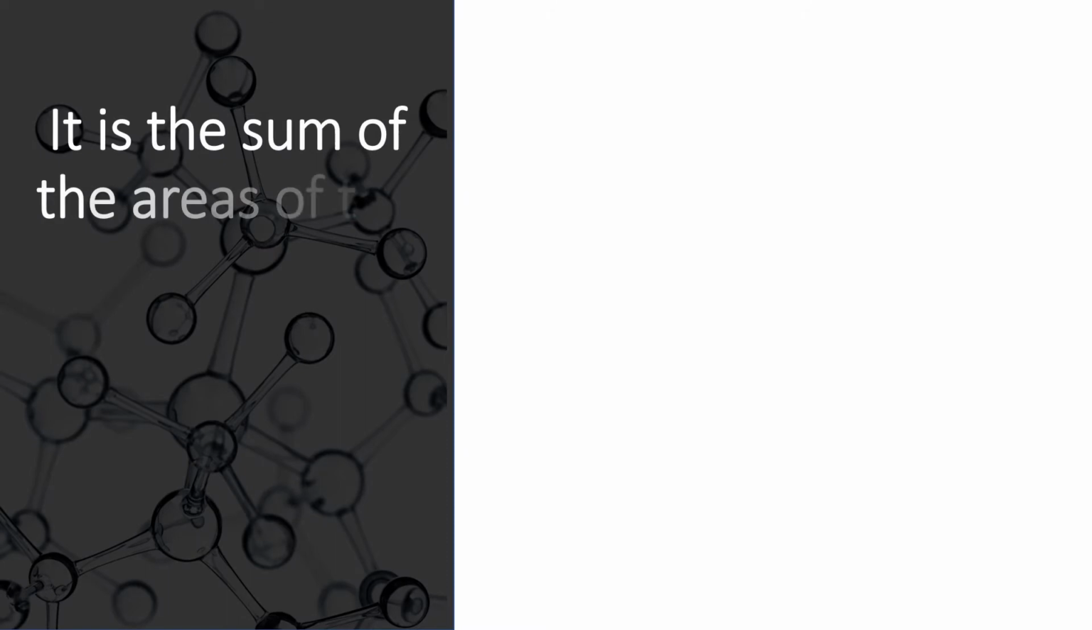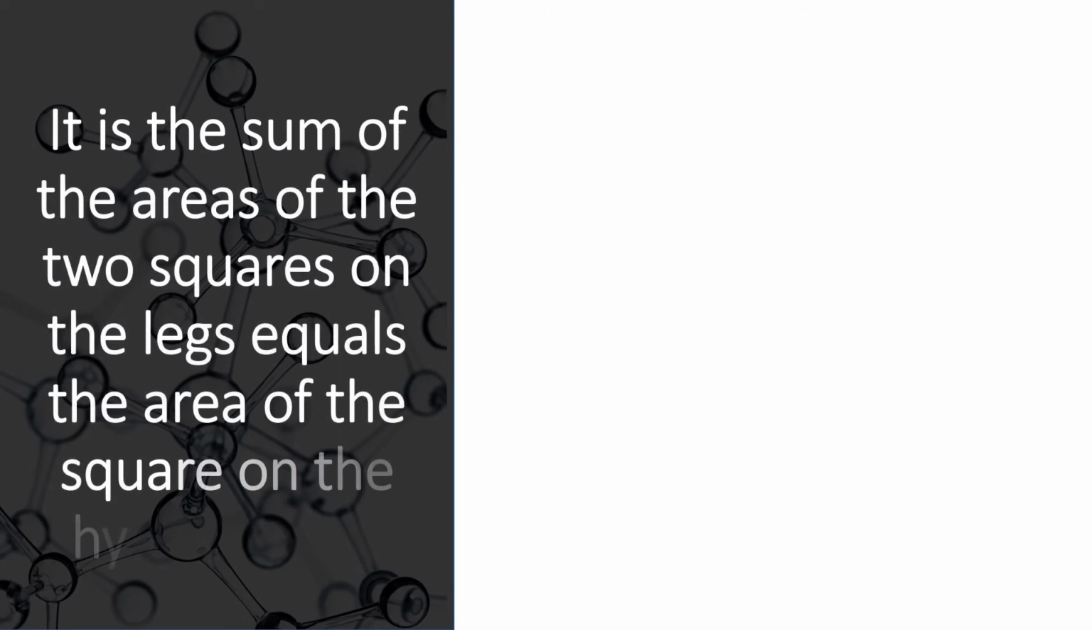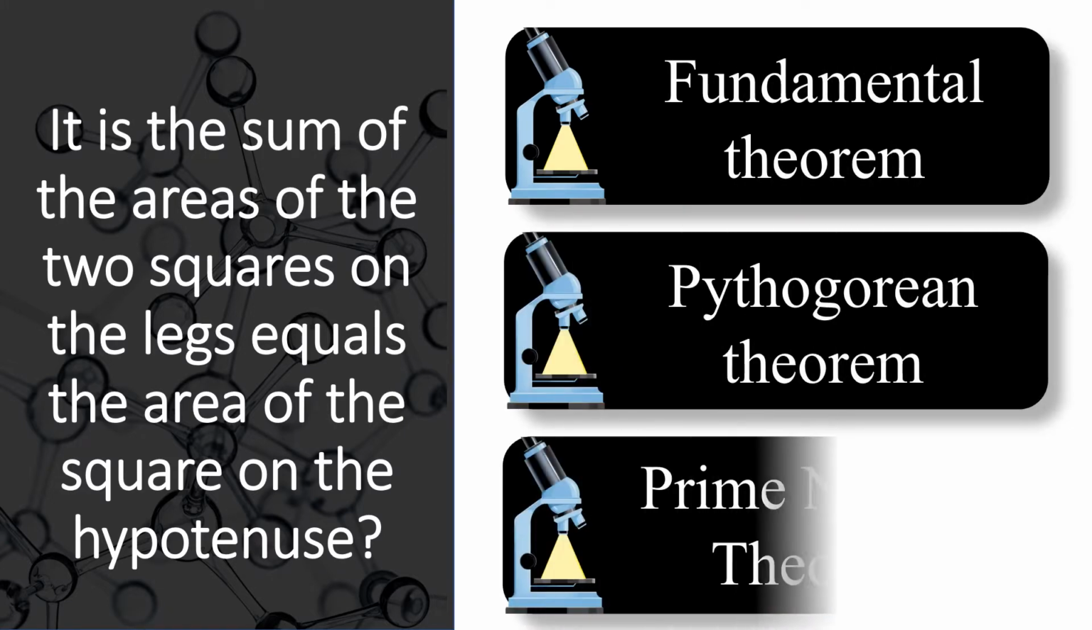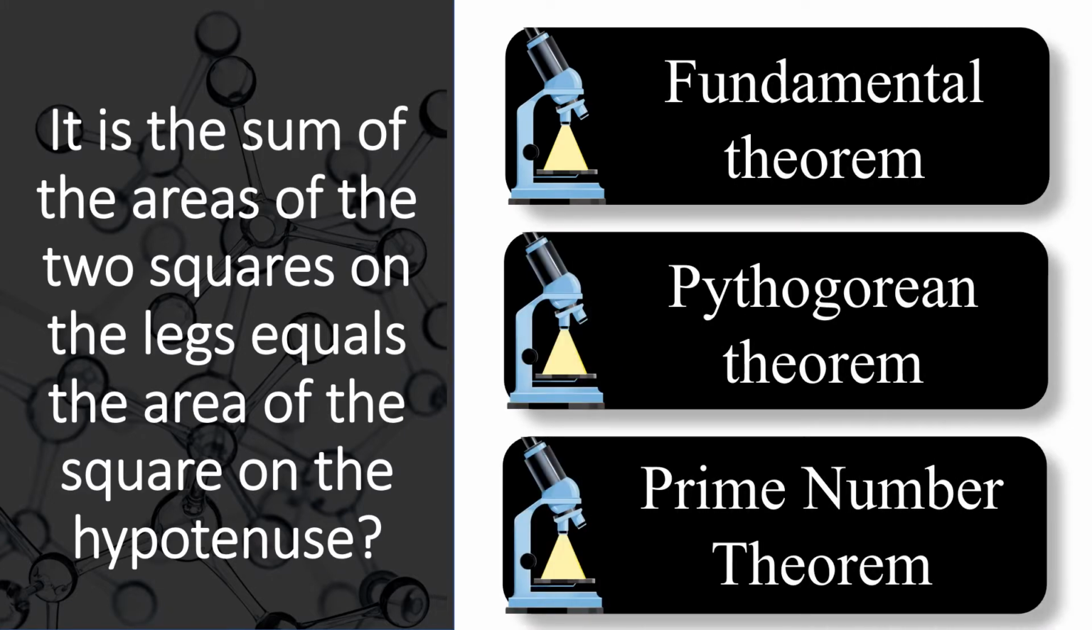It is the sum of the areas of the two squares on the legs equals the area of the square on the hypotenuse. Is it fundamental theorem, Pythagorean theorem, or prime number theorem?